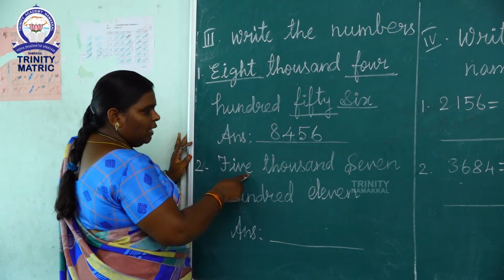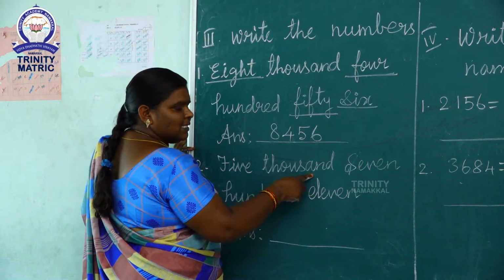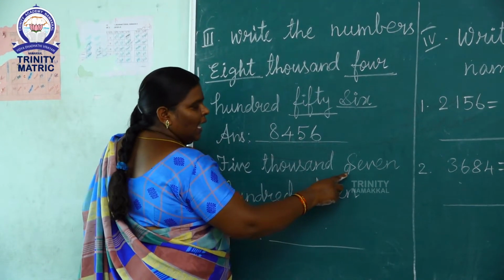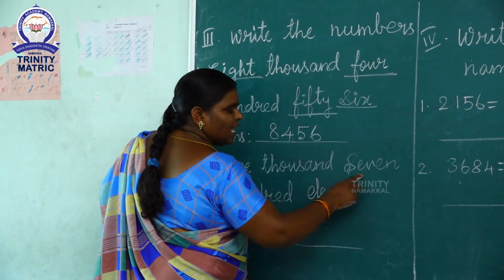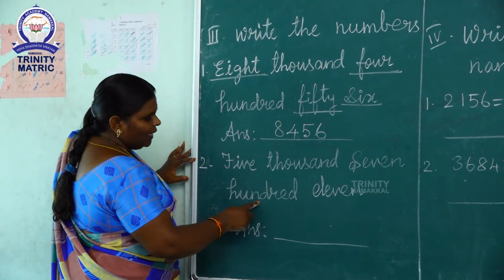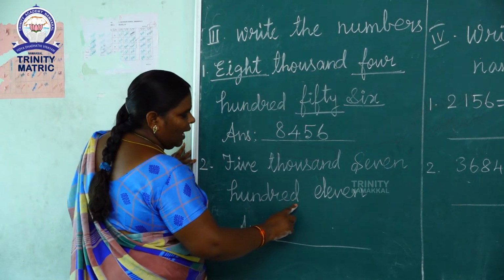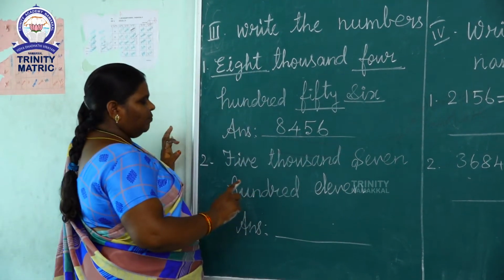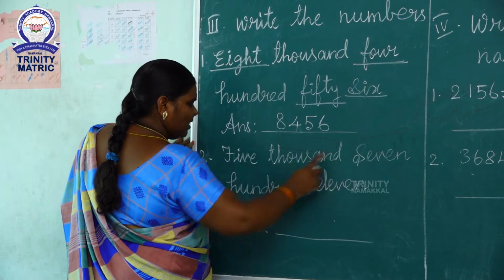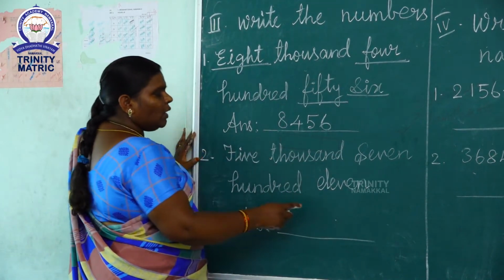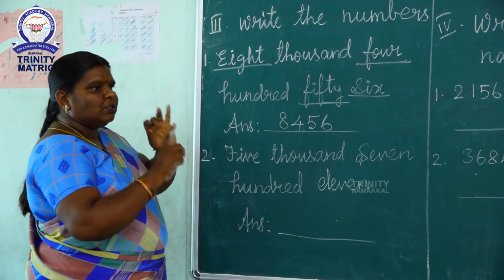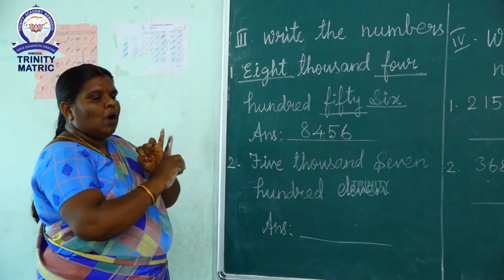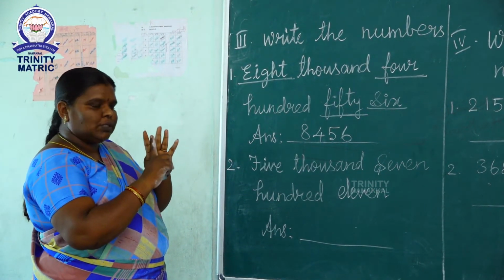Five thousand, seven hundred eleven. Okay. 5711. See the place value, say the place value: ones, tens, hundreds, thousands.